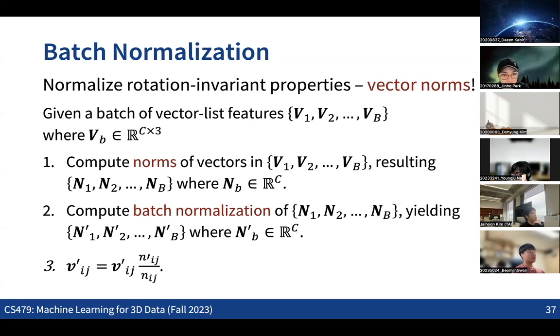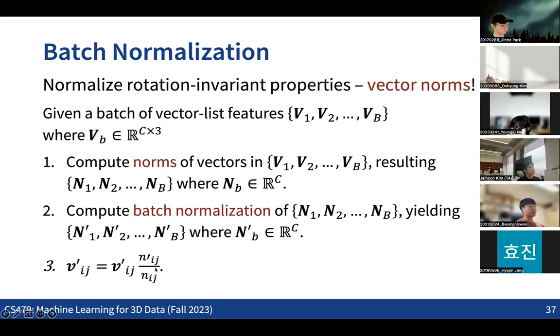Does it make sense? So what we first do is compute the norms of all the vectors, giving us tensors like this. Then we apply batch normalization to the norms of the vectors, and now we have normalized norms, right? Then we scale the given output vectors based on the normalized vector norms. So that's the basic idea for the batch normalization.